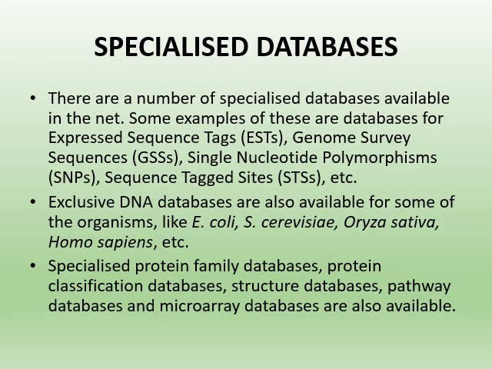Specialized database. There are a number of specialized databases available on the net. Some examples of these databases are Expressed Sequence Tag, Genome Survey Sequence, Single Nucleotide Polymorphisms, Sequence Tag Sites. Exclusive DNA databases are also available for some organisms like E. coli, Saccharomyces cerevisiae, Oryza sativa, Homo sapiens. And specialized protein family databases, protein classification databases, structure database, pathway database, and microarray database are also available.